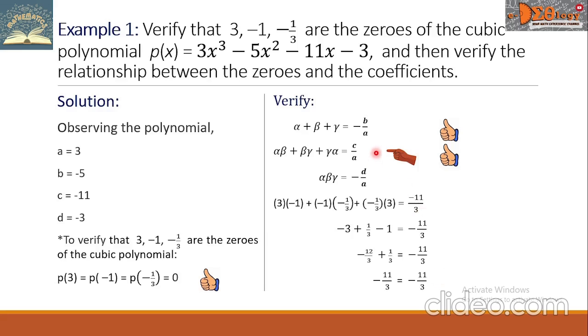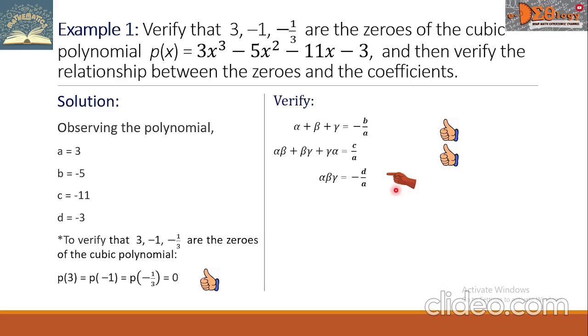Then we are able to verify the second relationship. Let's go to the third relationship. Let us substitute the values. We have 3 times negative 1 times negative 1/3. Is it equal to the negative of d over a? The values are negative of negative 3. That is the value of d over a, which is 3.